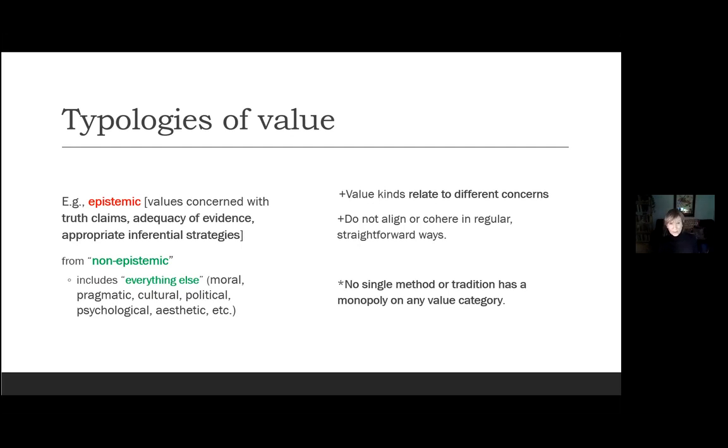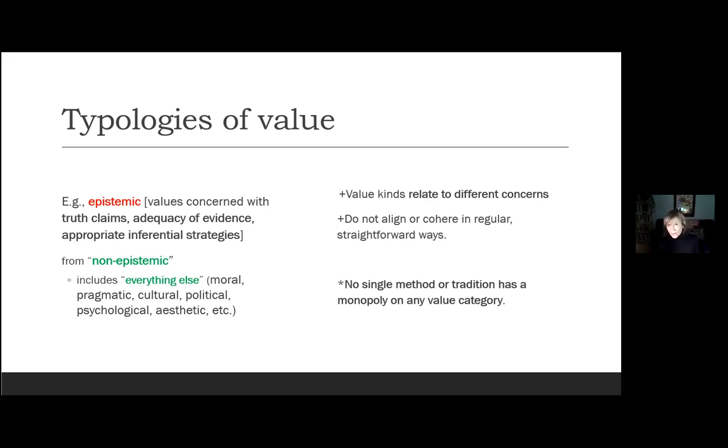Epistemic is typically thought to concern things related to adequacy of evidence, logical strategy, appropriate inferential strategy, and truth claims, and non-epistemic then includes everything else. That's the controversial part. It's like a grab bag, right? Everything gets loaded together in the non-epistemic, when in fact these are very different value kinds in their own right.